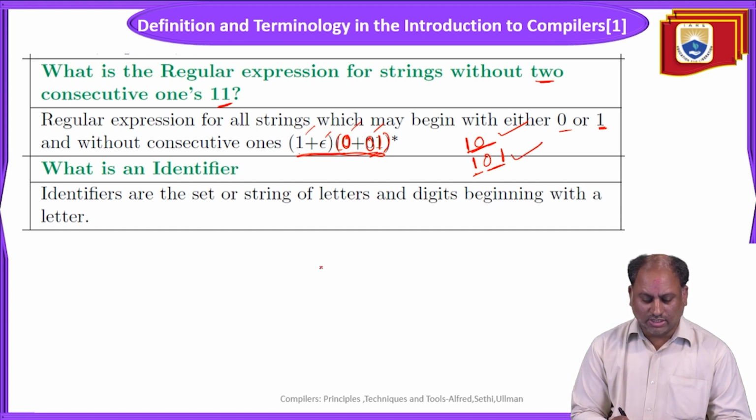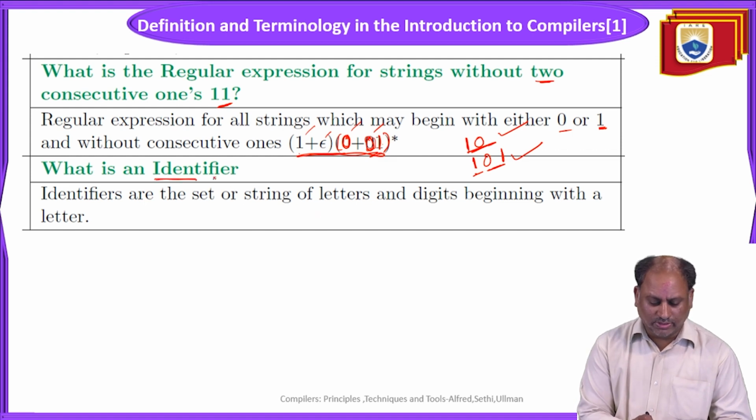So that's why we can write a regular expression in such a way that it accepts all the strings except those containing 1 1. Here there is no 1 1; the combination is 0 1, and here also 1 followed by 0 only. There are no consecutive ones.